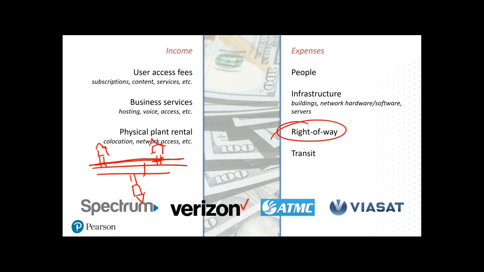Finally, these access providers don't cover a lot of geographic area a lot of times. So they have to pay transit providers to get access to the internet, just like you or I would. So this is another expense that they deal with.